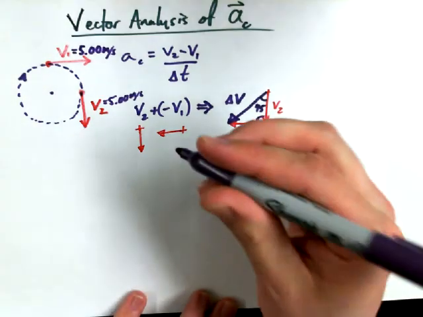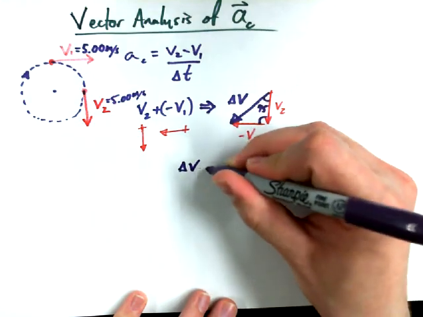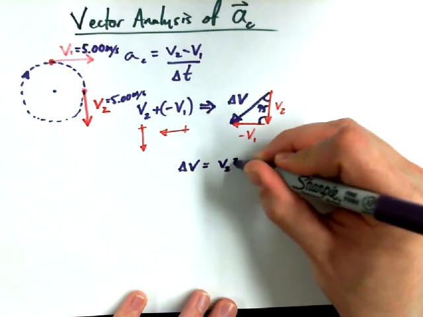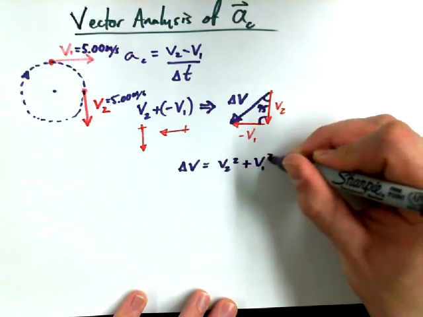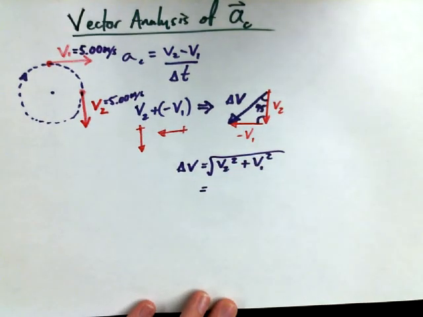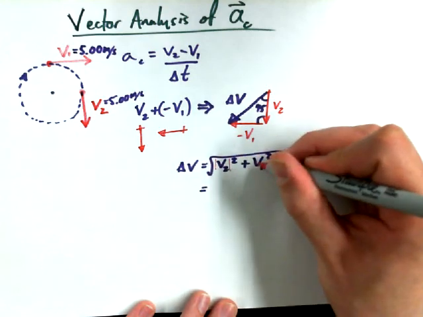Now I want you to do a little bit of Pythagorean theorem and find the magnitude of delta v, because it'll be equal to the magnitude of v2 squared plus the magnitude of v1 squared, all square rooted. Okay, and when I say magnitude, really and truly I should put absolute value brackets on these guys.